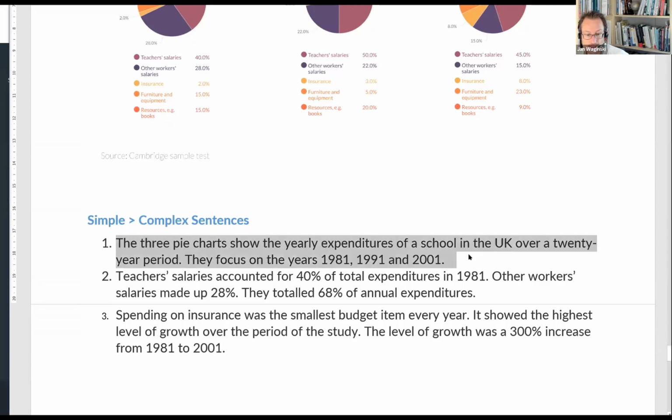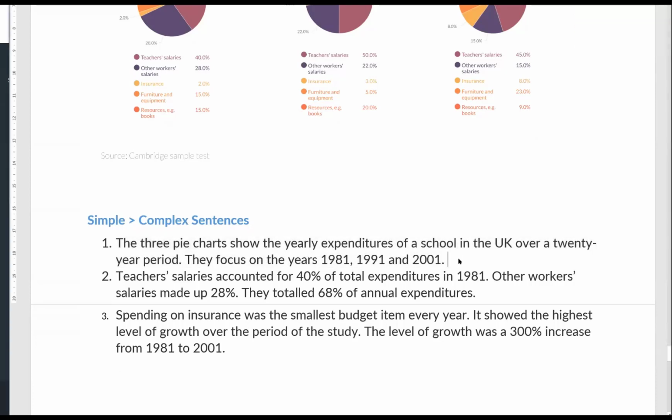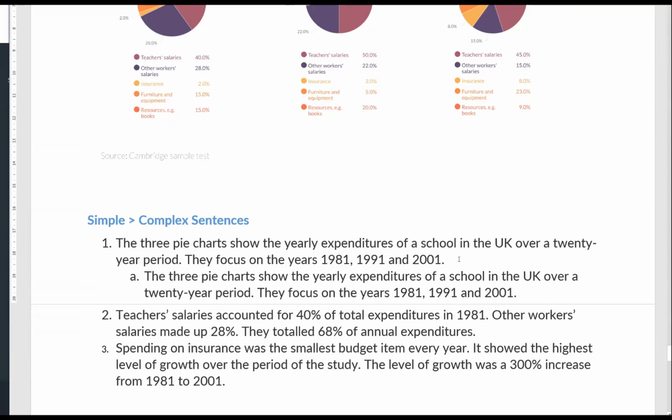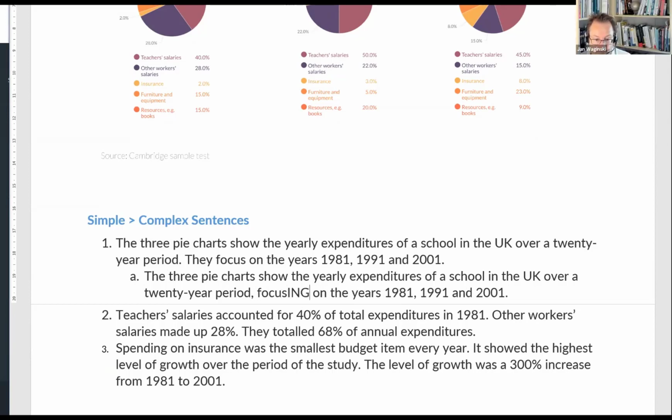Kelly, how do we put these together? The three pie charts show the yearly expenditures of a school in the UK over the 20-year period, focusing on the years 1981. That's it. Very nice.